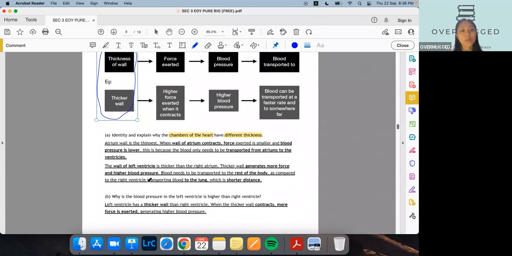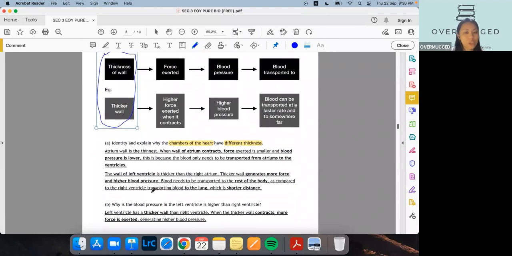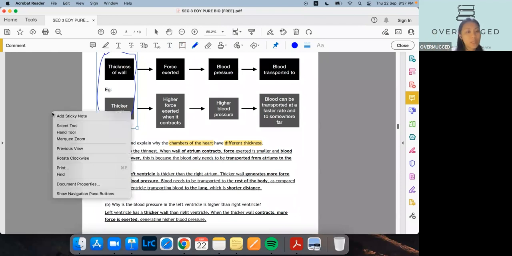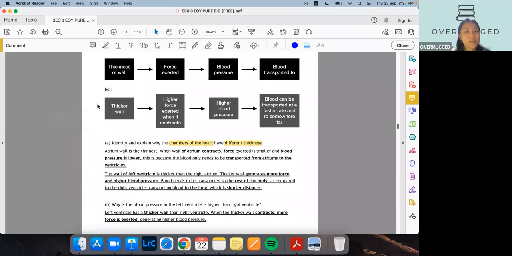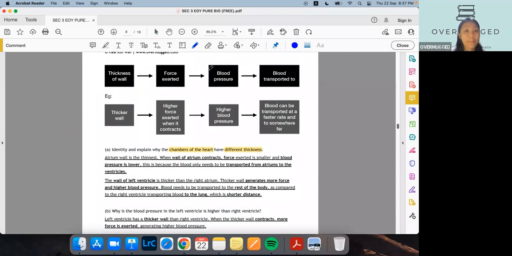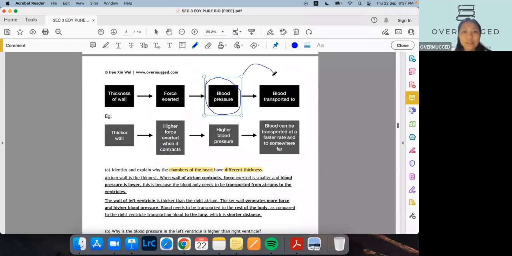So let's say this next question. Why is the blood pressure in the left ventricle higher than the right ventricle? That is the question, right? Part A and part B are kind of asking a very similar thing, but the question is different. And therefore, the answer will be a bit different as well. Okay, so now the question is asking about blood pressure. Why is it that left ventricle pressure is higher than right ventricle? So when they ask this, should you answer here or do you answer here? Which one is the priority?